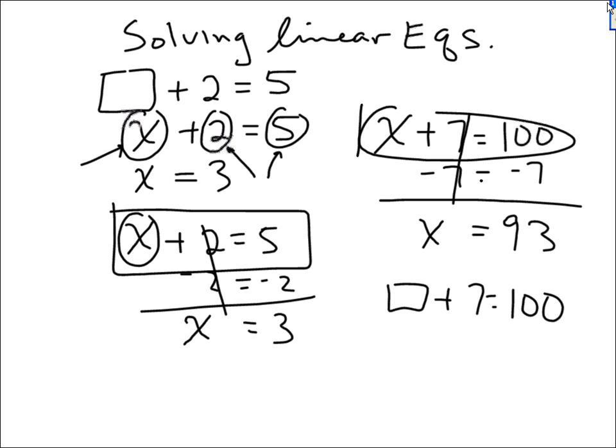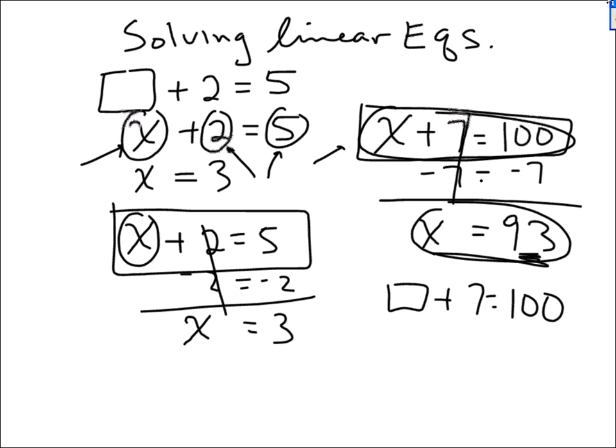It's one thing to be able to solve this problem. We solved it. It's another thing to know what you're solving. This problem on top is saying what number, which we're calling x, and we figured out what x is. This top problem is asking, what number plus 7 is 100? Well, that answer is 93.